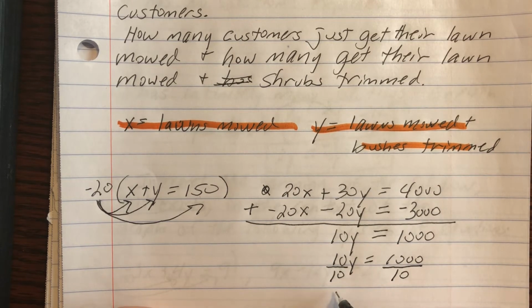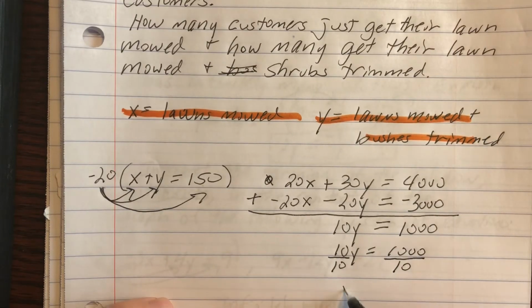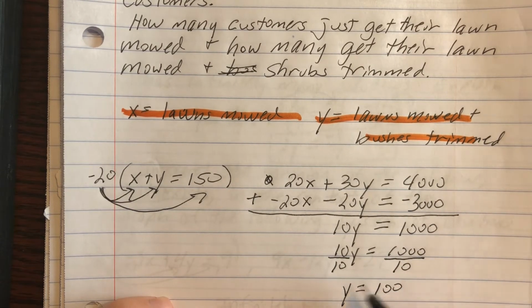10 divided by 10 is 1. 1 times y is y. 1,000 divided by 10 is 100. So y is equal to 100.